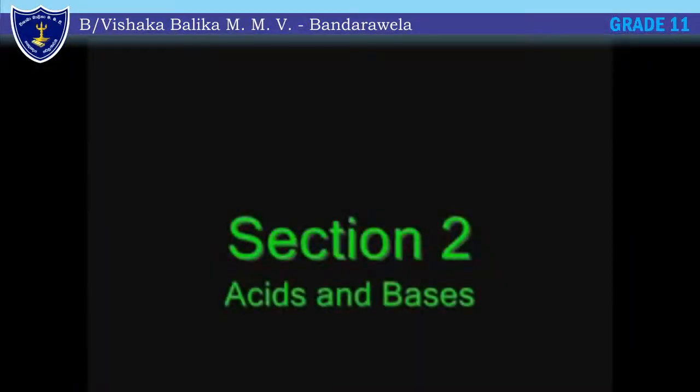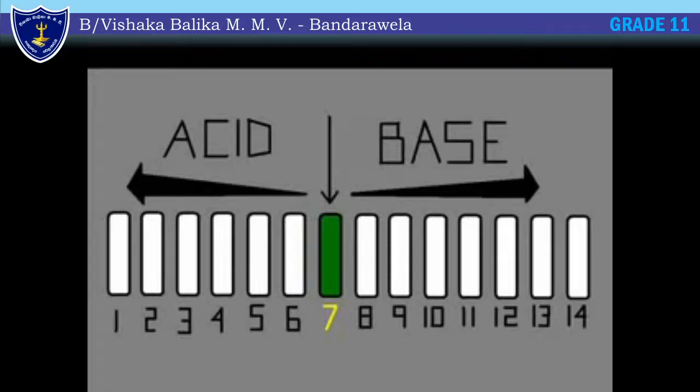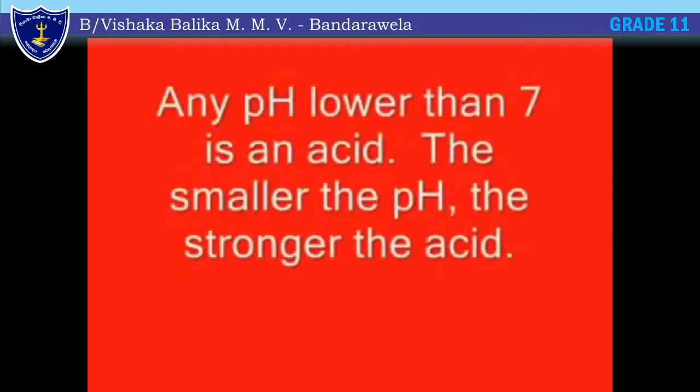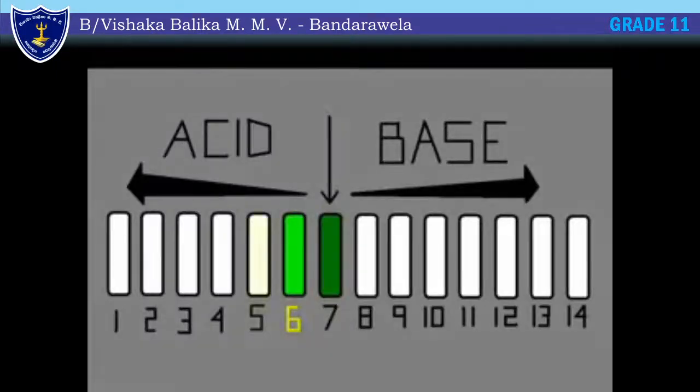Right. Section 2, acids and bases. And right, here's the indication. If it is pH 7, the color is green, and the pH range varies from 7 to 1 in acidic medium, like this: light green, yellow, orange, reddish orange, red and dark red. So the pH range is from 1 to 14 only.